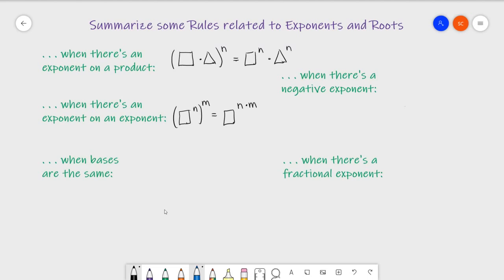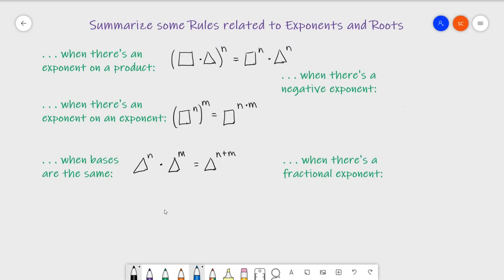What about in cases where we have the same base and different exponents? So for instance, multiplication. Let's say I have a triangle to the nth power, and I'm multiplying that by a triangle to the m power. Notice the bases are the same, so I can actually add those exponents.